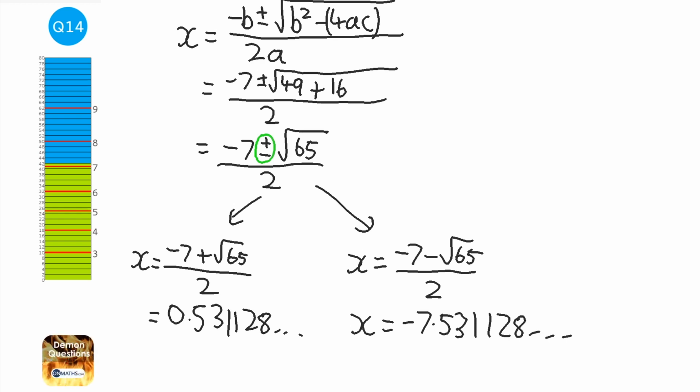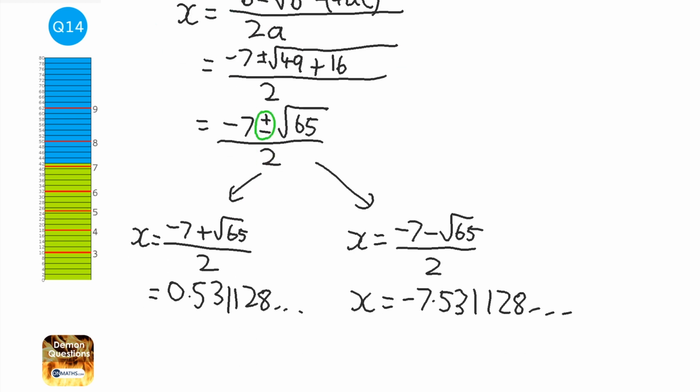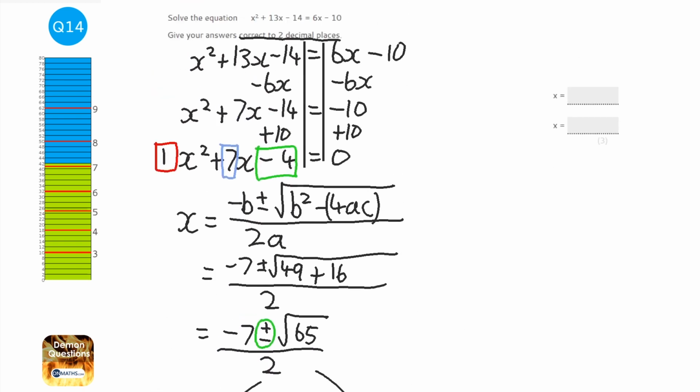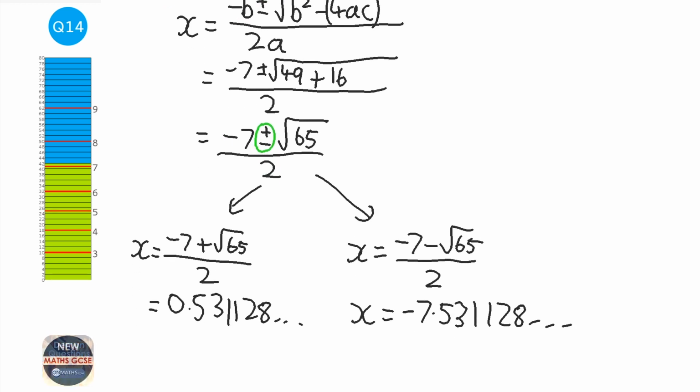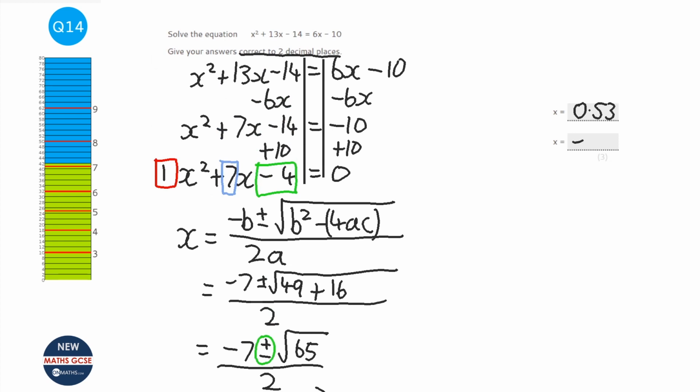7.5531128 and so on. It says to round it to 2 decimal places, so we want 0.53. And minus 7.53. There are our answers.